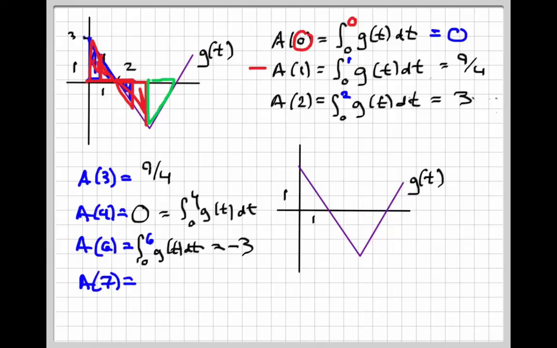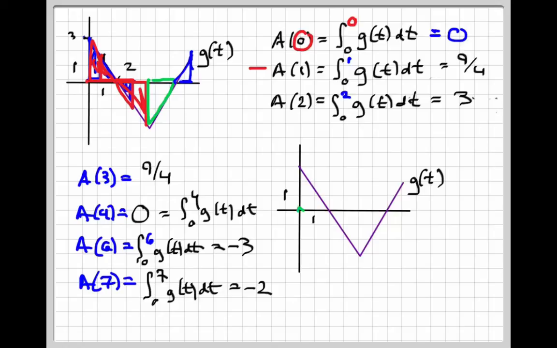And then finally, A of 7 would be the integral from 0 to 7 of g of t dt. Now that's the integral from 0 to 6, which is negative 3, plus this little tiny bit of area that goes from 6 to 7. That has a base of 1 and a height of 2, so that's an area of 1. And so negative 3, which is the area all the way from 0 to 6, plus that 1 unit of area is going to give me negative 2. Okay, so now I have 7 points that I've calculated using geometry here that definitely fit on this curve.